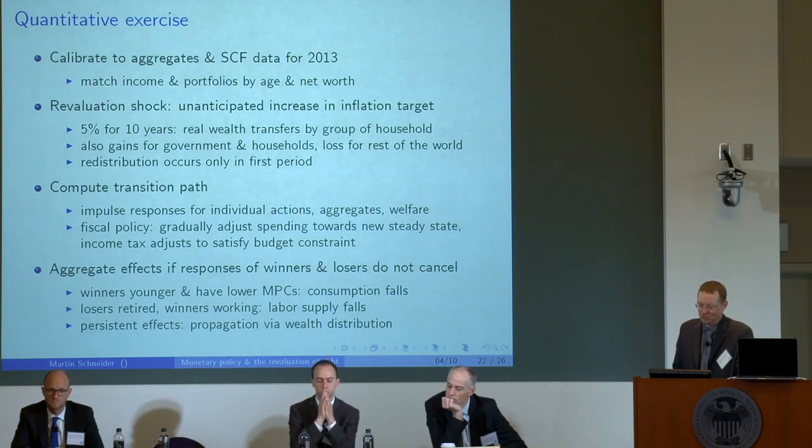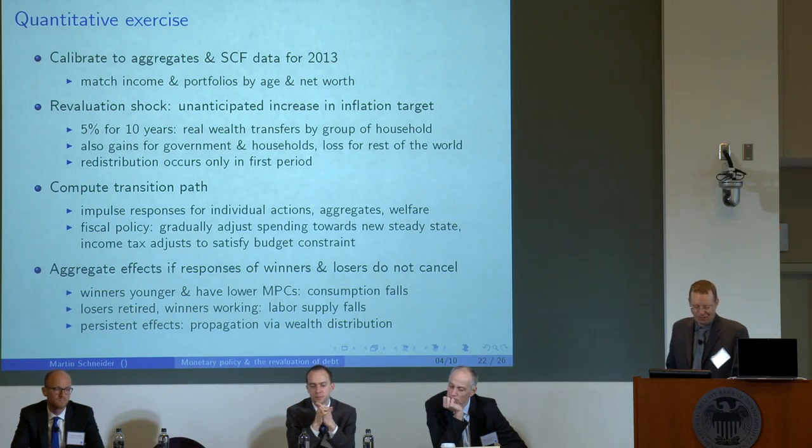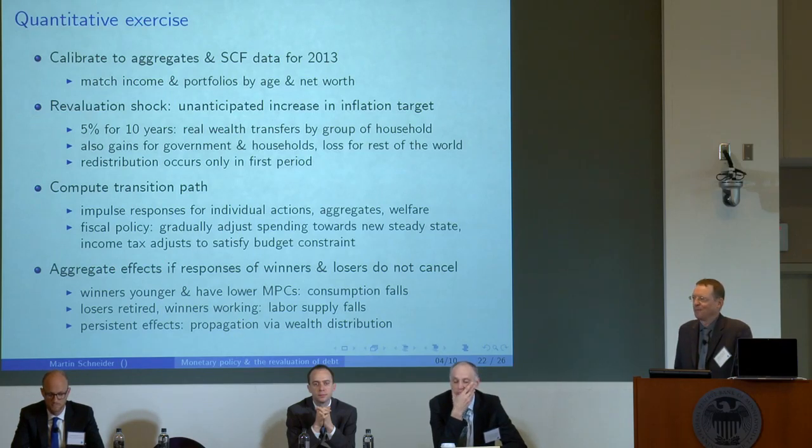So we calculate those using the positions that we measured, as well as the gains for governments and households altogether, as well as the loss for the rest of the world. And then we're going to take one period where we're just going to give everybody these real wealth transfers. That is the shock. And then we see where the economy goes from there. So we're going to compute the transition path to get impulse responses for individual actions, for aggregates, and for welfare.